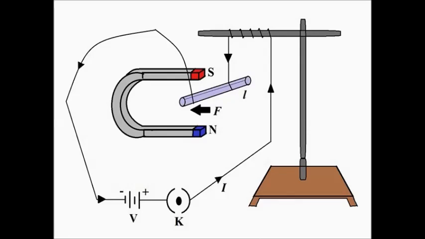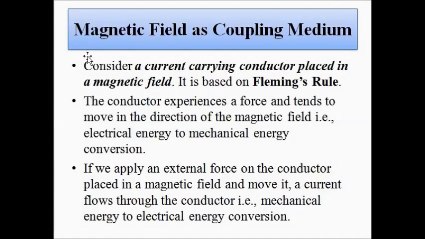If I say, out of the two coupling fields, electric field and magnetic field, which one is used? It is the magnetic field. The electric field is never used, only in some rare cases. Mostly it is the magnetic field which is used as the coupling medium in electromechanical devices, obeying Fleming's rule. So whenever we discuss electromechanical devices, it will always be the magnetic field as the coupling medium.